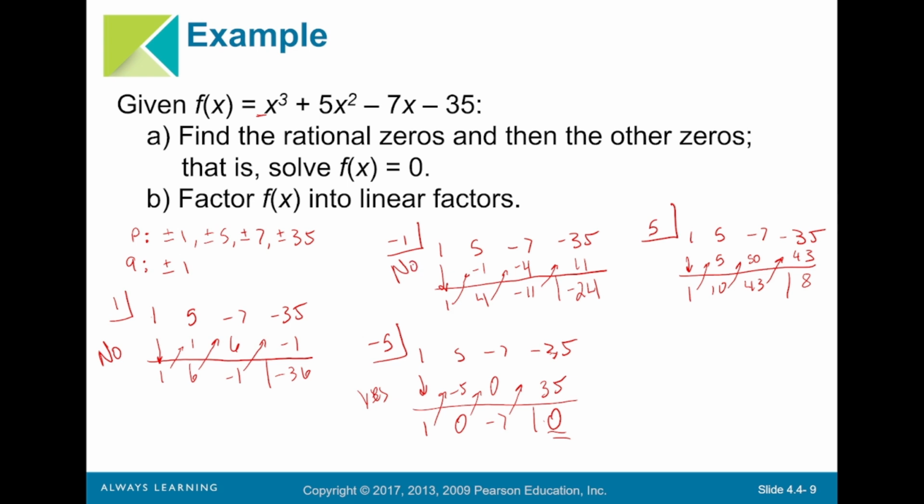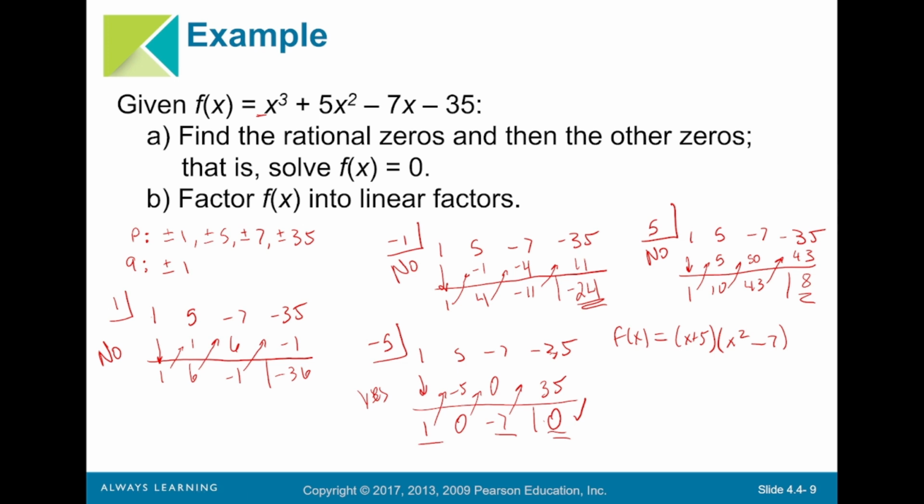And for note-taking purposes, these were both no's, right? We did not get a 0 in that last spot until we got to negative 5. That tells me f of x equals x plus 5 times x squared, oops, x squared minus 7. I pick up the coefficients down here. So x squared plus 0x minus 7.